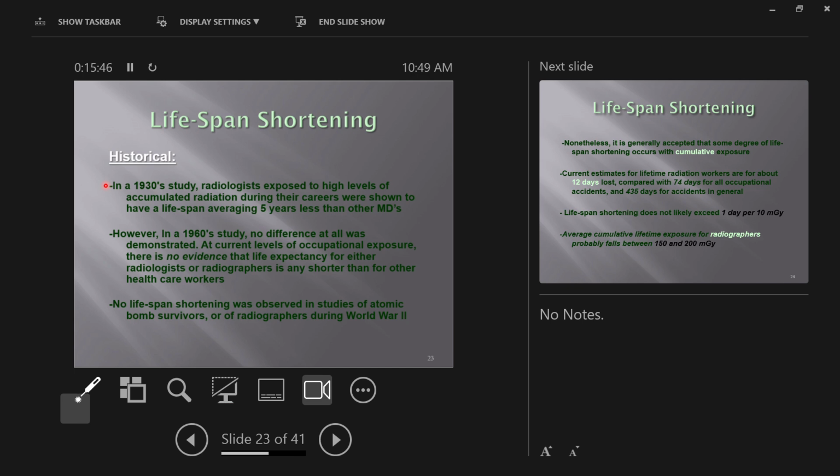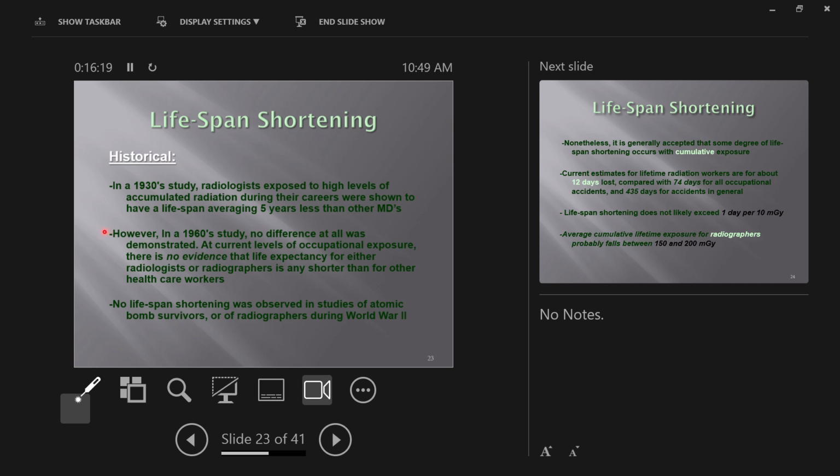So in a 1930s study, radiologists exposed to high levels of radiation accumulated during their careers were shown to have lifespans averaging 5 years less than other medical doctors. We're not saying what they're dying from, we're just saying that compared to other doctors who didn't expose themselves to radiation regularly, radiologists were dying about 5 years earlier. There's nothing saying why, but we're inferring that it's due to the radiation exposure, not to some other random thing, right?